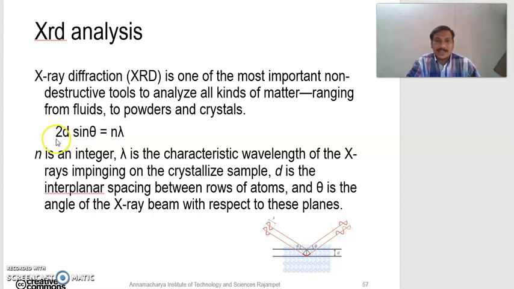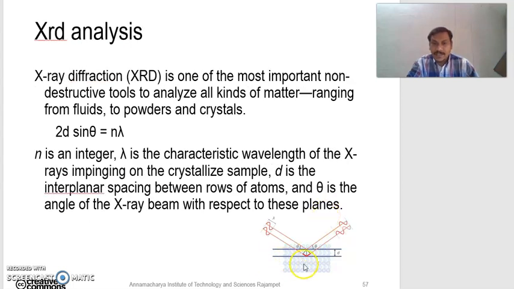where Bragg's law is 2d sin theta is equal to n lambda. If any incident X-ray satisfies Bragg's law with crystal planes, then only that X-ray diffracts. In Bragg's law, 2d sin theta is equal to n lambda. N is an integer. Lambda is the characteristic wavelength of X-rays impinging on the crystal sample. D is the interplanar spacing between rows of atoms or crystal planes. And theta is the angle of the X-ray beam with respect to these crystal planes, also called Bragg's angle or angle of diffraction.